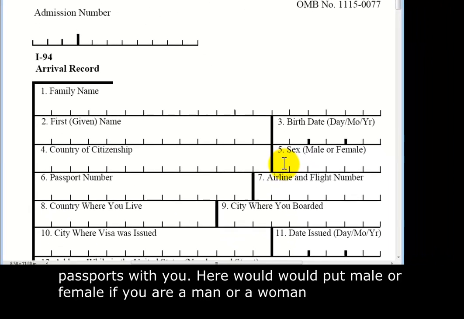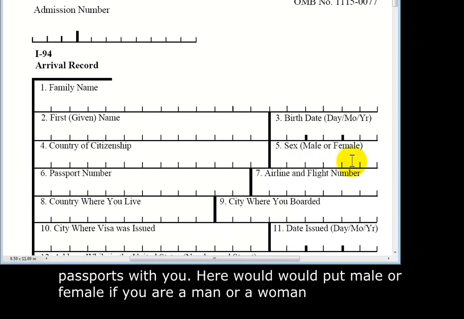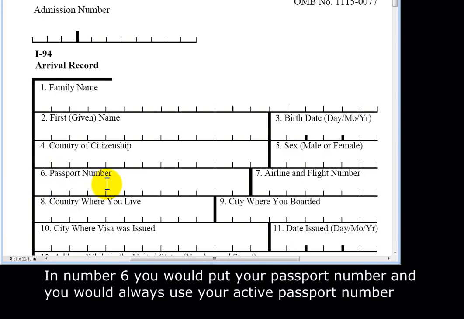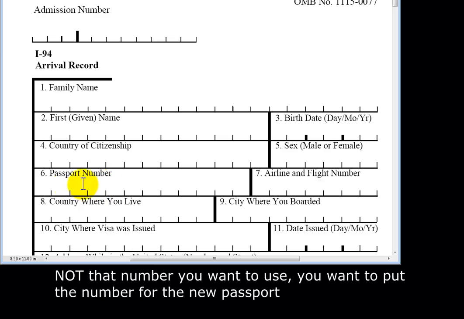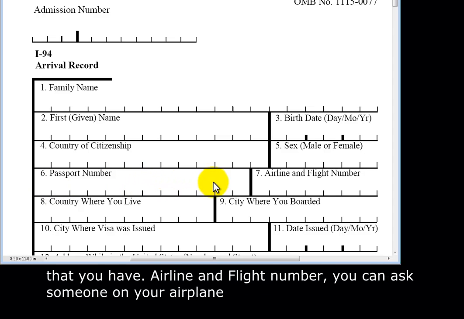Here you would put male or female if you're a man or a woman. And number 6, you would put your passport number, and you would always use your active passport number. So if you have an old expired passport that has a visa in it, that is not the number you want to use. You want to put the number for the new passport that you have.